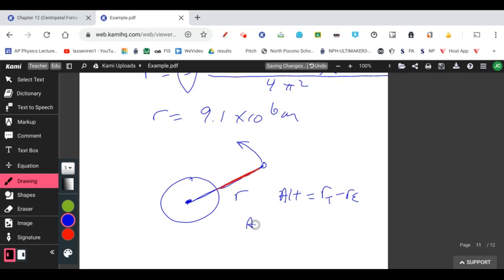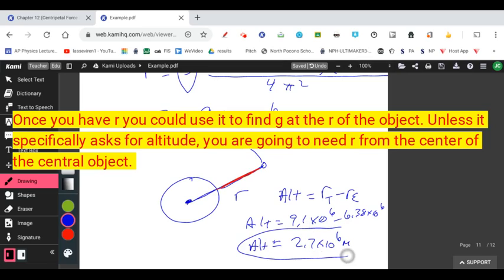So our altitude in this case would be 9.1 times 10 to the 6th minus 6.38 times 10 to the 6th. And when we do that, we end up with a value of about 2.7 times 10 to the 6th meters. And there you go. That's how you find the altitude in this problem.